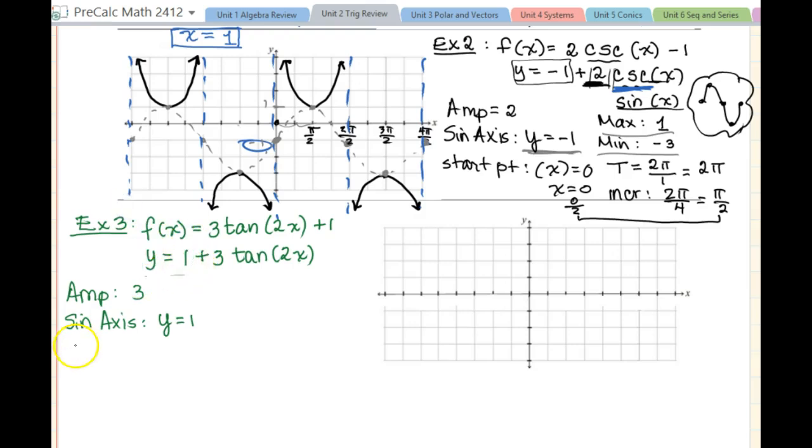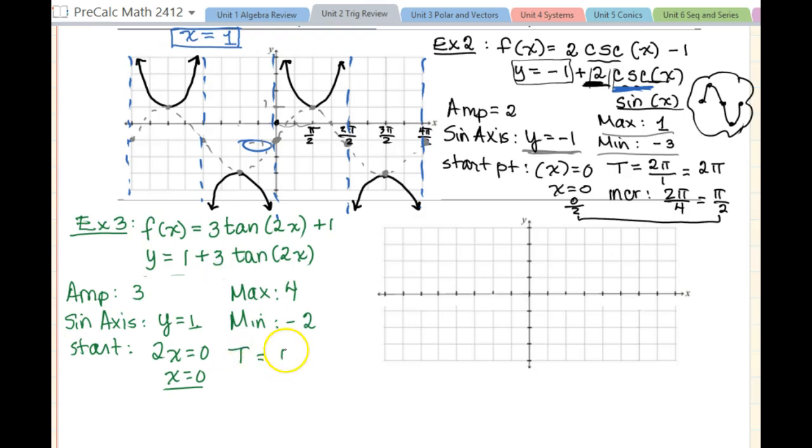Then we're going to find our starting point. Our starting point is when we let 2x equal 0, and x equals 0. So we're going to start there. We need to find our max and our min. Max is going to be our sinusoidal axis plus my amplitude, that's 4. And our min is going to be our sinusoidal axis minus 3, so that's -2. So we know that's going to fit on our graph. And then the last thing I need to do is find the period.